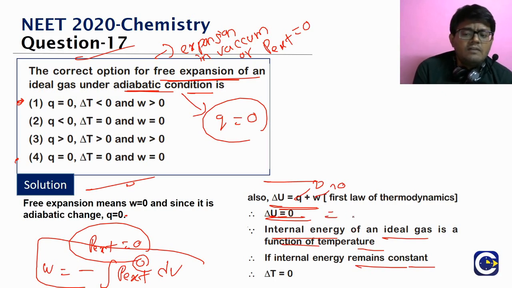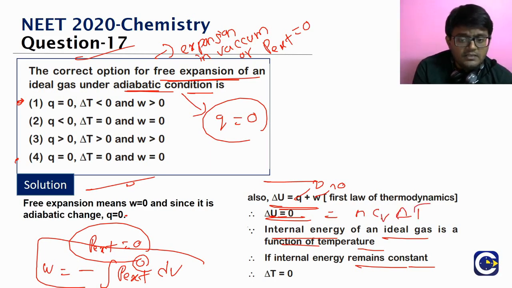In fact, we also have a formula, right? What is the formula for the delta U for an ideal gas? It will be equal to nCv delta T, isn't it? Delta U 0 means what? Delta T is also 0. Means what? Temperature must be constant.